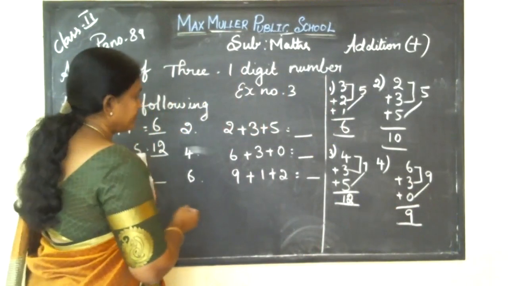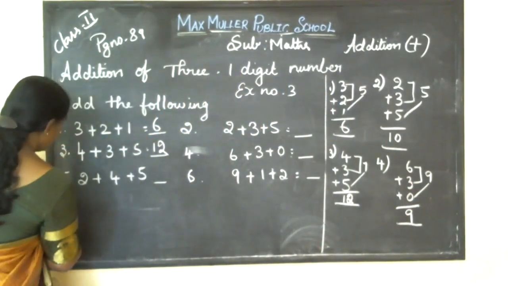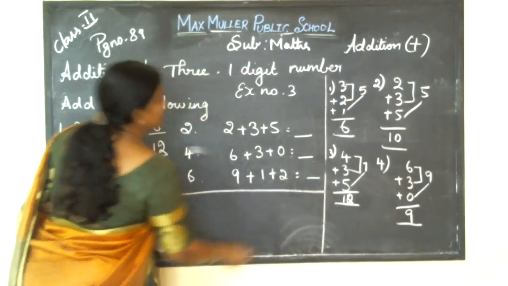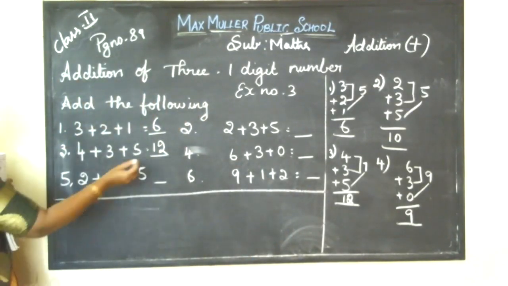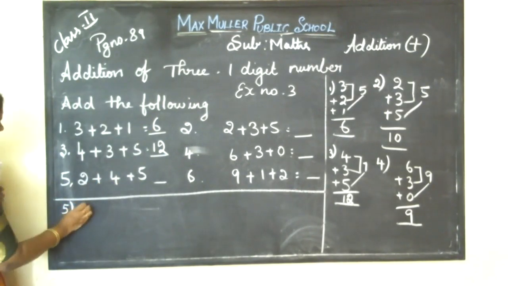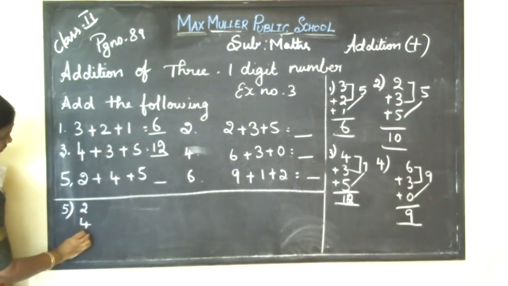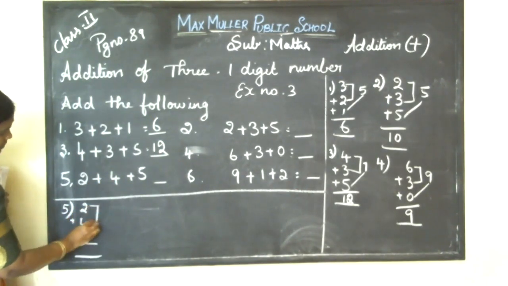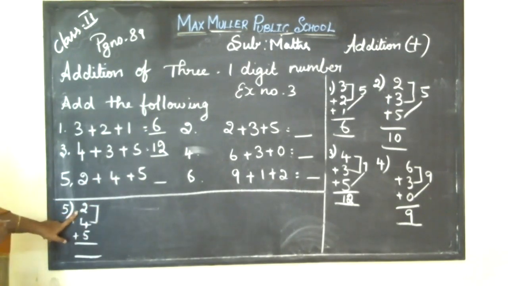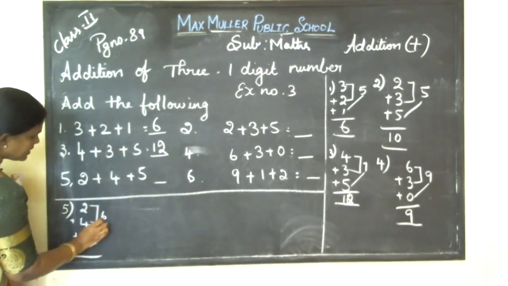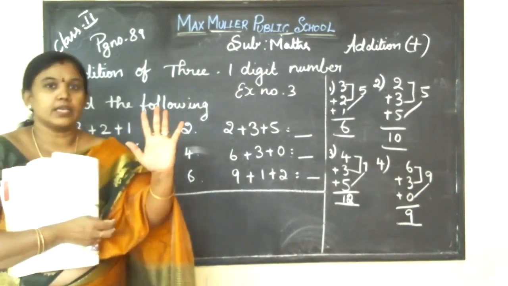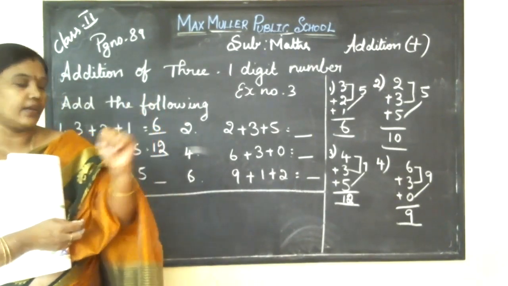Now fifth one. Fifth one I will do here. 2 plus 4 plus 5. In 2 plus 4, which number is bigger? 4 in the mind, 2 on my finger. After 4: 5, 6. 6 in the mind, 5 on my finger. After 6: 7, 8, 9, 10, 11.